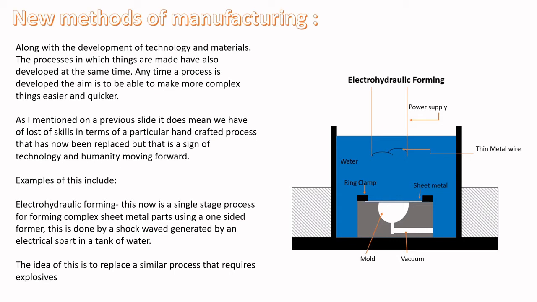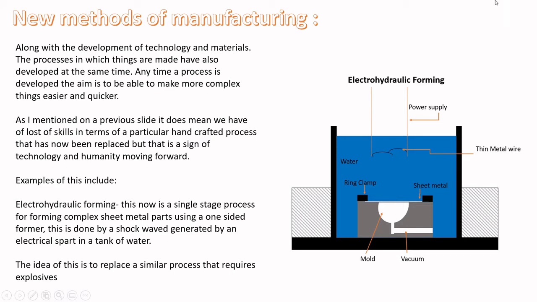So we've got electrohydraulic forming. This is now a single stage process to form complex sheet metal parts. Originally, the way to do this was to use electrolyte controlled explosions to actually shape the metal.